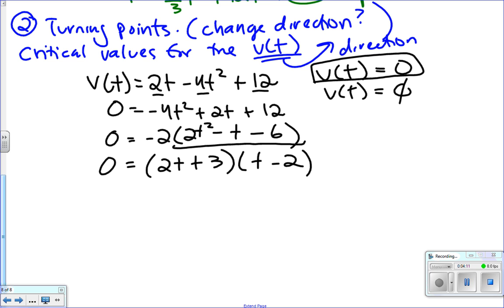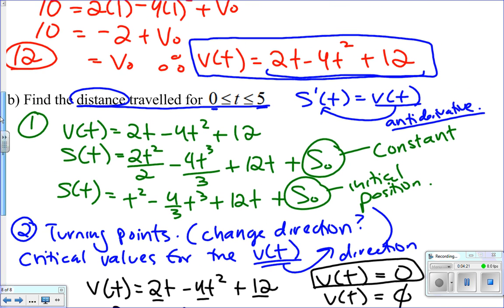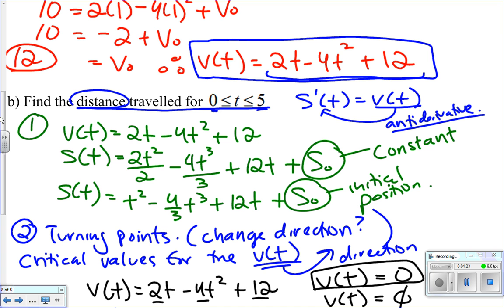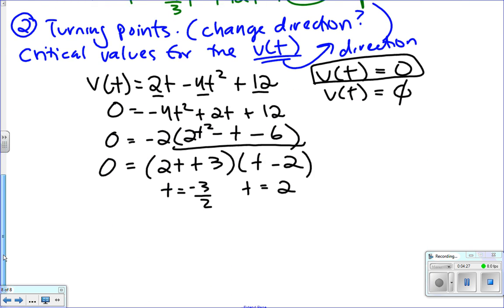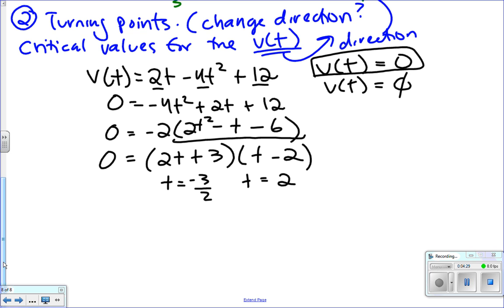So here are my critical values. I have a critical value at t is equal to negative 3/2 and t is equal to 2. Watch the domain here though. We are looking at time between 0 and 5 seconds. So one of these is considered an extraneous solution, and this is the extraneous one. So that does not work. So we're looking at this critical value. This is where it has a turning point.